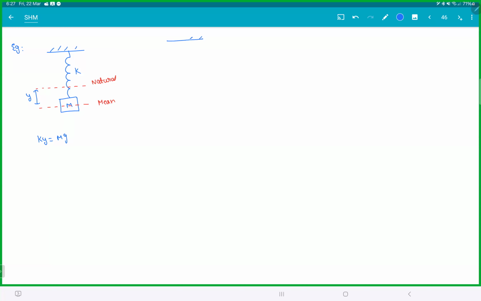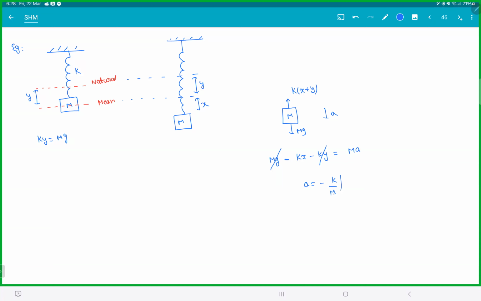Now, step 1, bring it to rest. It is already at rest. Displace it by x from the mean position. And remember the spring force, k into x, is always measured from the natural length. So if you draw the FBD, the spring force will be k into (x + y), the weight will be mg, and then the acceleration. So we can write mg - kx - ky = ma. But I know mg and ky will cancel. So we get a = -(k/m) x.